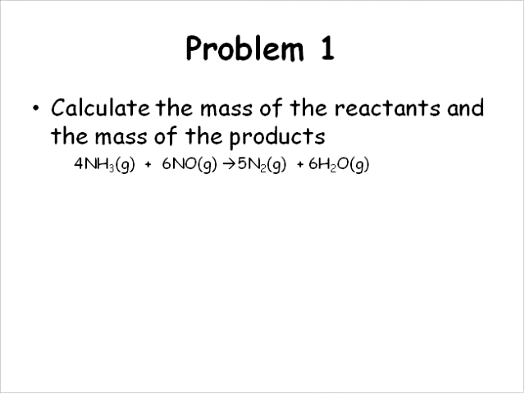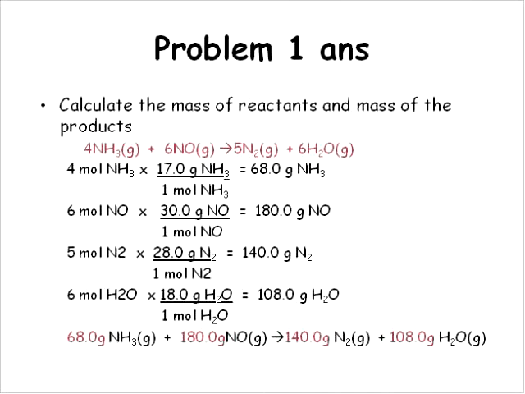Okay, I assume you hit play. So here is our equation. And in this case, we needed to find the molar mass. We found the molar mass of NH3: 14 plus 3 is 17, so we'd have 68 grams of NH3. NO, nitrogen plus oxygen, 16 plus 14 is 30 grams of NO for 1 mole, and we have 6 moles, so it's 180 grams of NO.